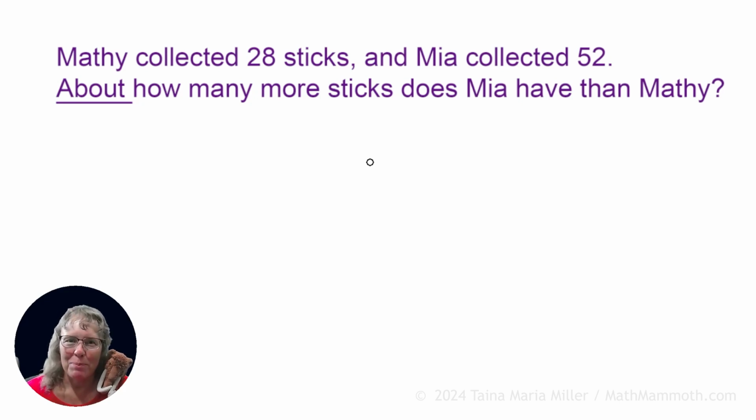Here's an example. Matthew collected 28 sticks and Mia collected 52. About how many more sticks does Mia have than Matthew? So if we do not need to know exactly how many more sticks she has, then we can use rounded numbers to calculate with. And that's called estimation.